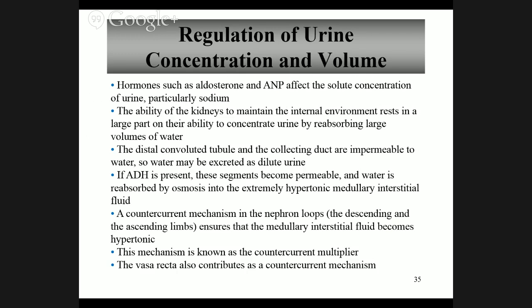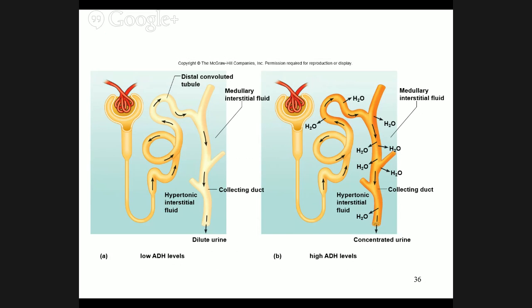If the body fluids contain excess water, the ADH secretion will decrease, and the epithelial linings of the distal convoluted tubule and the collecting duct become less permeable to water, less water is reabsorbed and the urine becomes more dilute. I think the next table will summarize the role of ADH in urine production. So if you have low ADH levels, you have very dilute urine. And if you have high ADH levels, you're going to have highly concentrated urine.